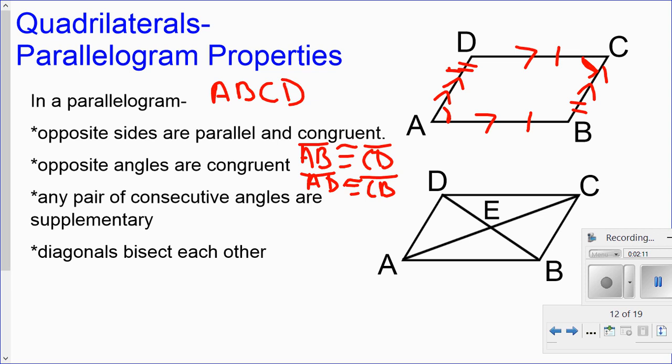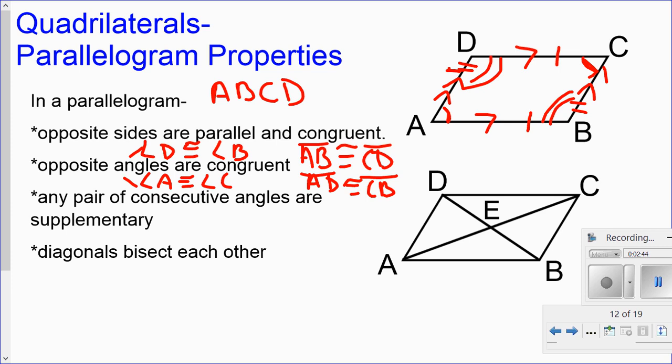So angle A is congruent to angle C. Also, we know that D and B are congruent. So angle D is congruent to angle B. Okay, because both of those are because opposite angles are congruent.